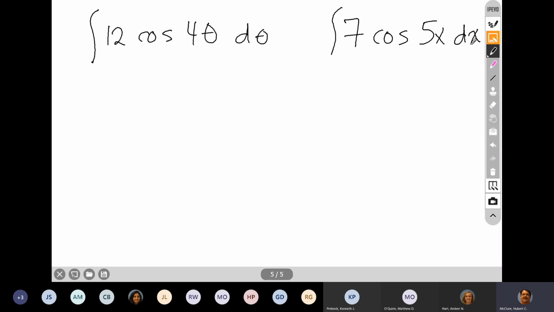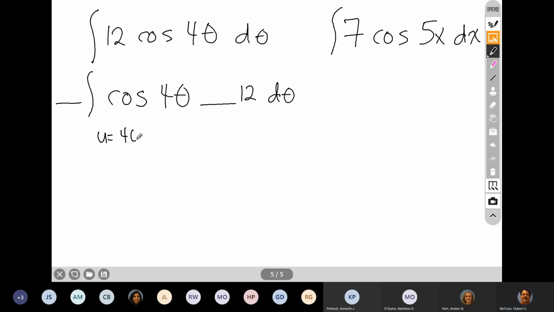So I'm going to go ahead and rewrite. That's going to be antiderivative cosine of 4 theta, blank 12 d theta, and blank out there. u is equal to 4 theta. du is equal to 4 d theta. We've got a 12 d theta. So I've got to multiply that 12 by what? 1/3. 1/3.